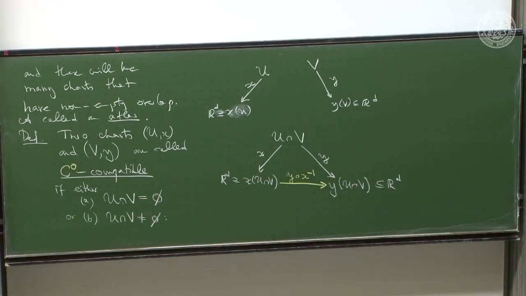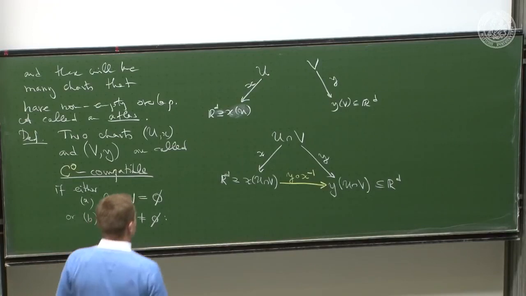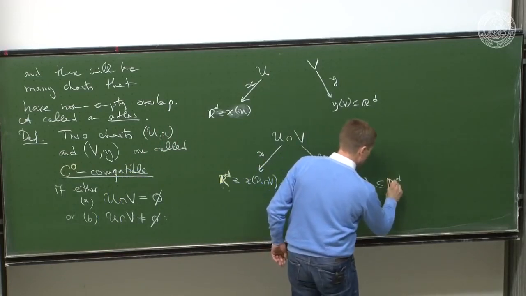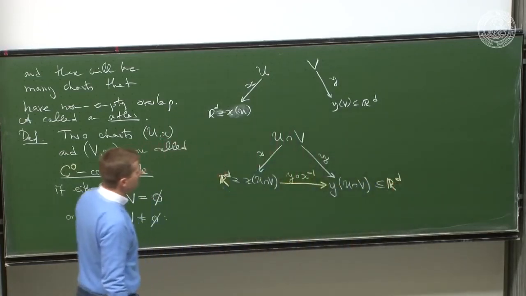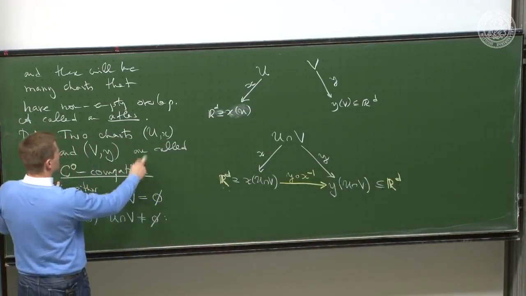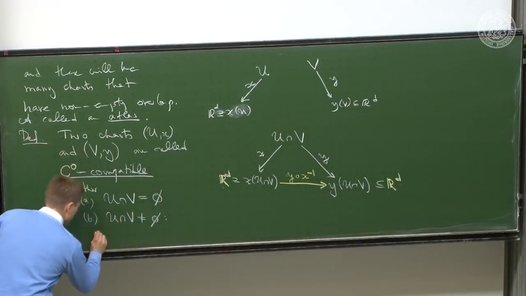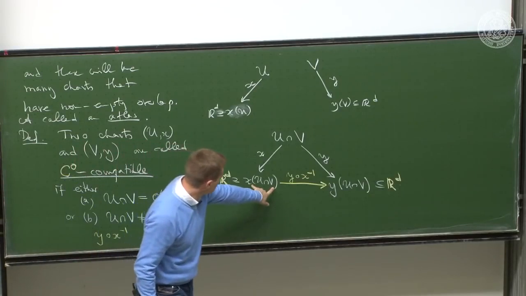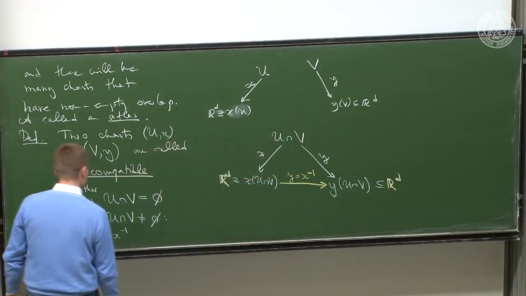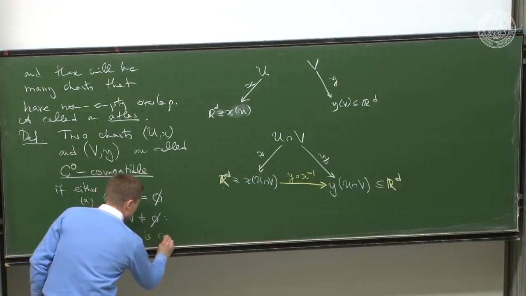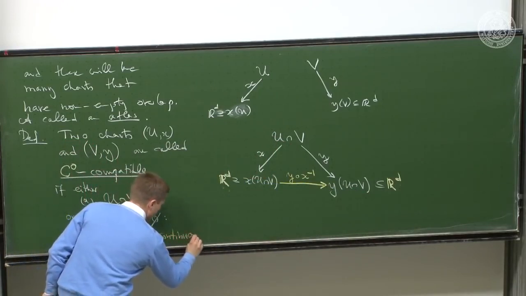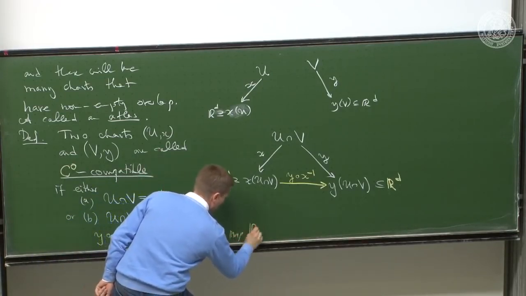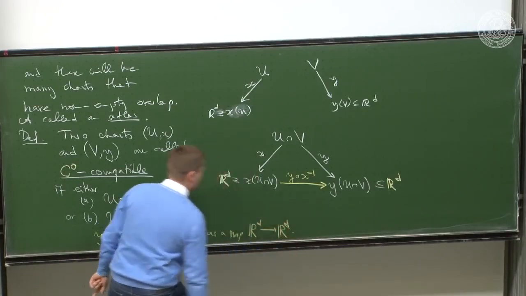All of a sudden you have constructed a map from R^D into R^D from two chart maps. Two charts are called compatible if this map, Y after X inverse, which strictly speaking goes from this subset of R^D to this subset of R^D, is continuous as a map from R^D to R^D.